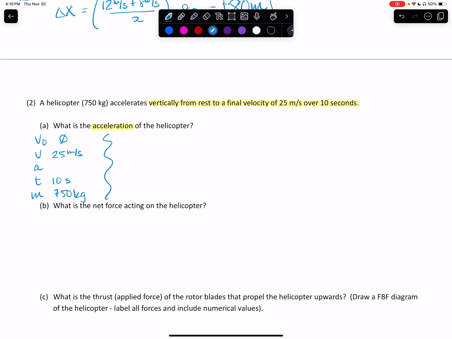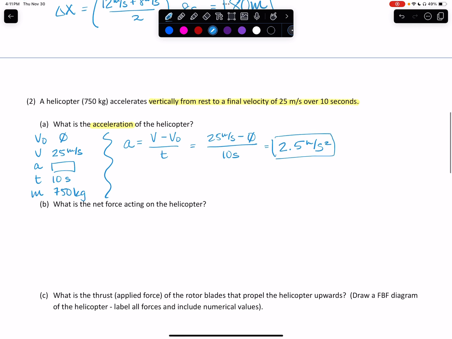I'm asked to find acceleration first. So I look at my formulas, and my best bet is acceleration is V final minus initial velocity divided by time. So I plug those values in: 25 meters per second minus 0, divided by 10 seconds. So my acceleration value is 2.5 meters per second squared.